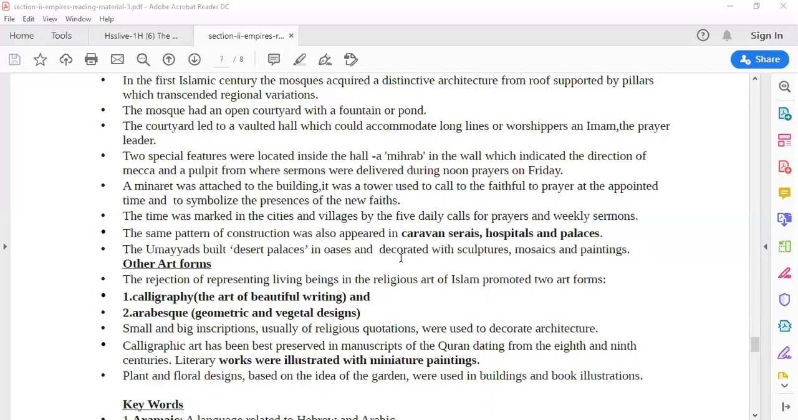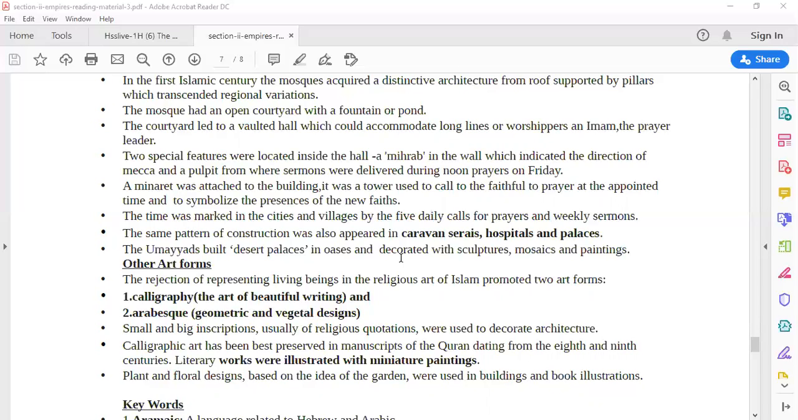Okay. Then attached to the building, there was a minaret. A minaret is like a tower. It is used to call the faithful to prayer at the appointed time and to symbolize the presence of the new faith. So this tower was used basically to make a call to all the faithful worshippers who wanted to come and pray, so that they know what the appointed time is. And this even symbolized the presence of the new faith.